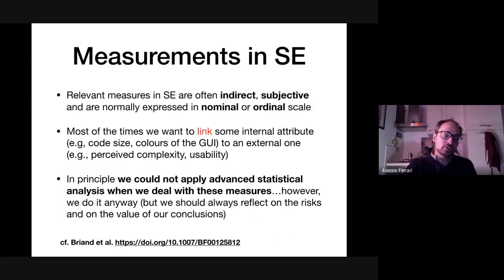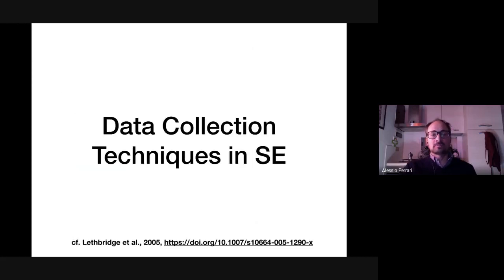If you are curious, you can refer to this paper, in which there is a discussion on how, despite the fact that applying certain statistics is not appropriate in software engineering, we do it anyway, mostly because having an indication is better than knowing nothing. Okay, so if you want to know more, please refer to this paper.